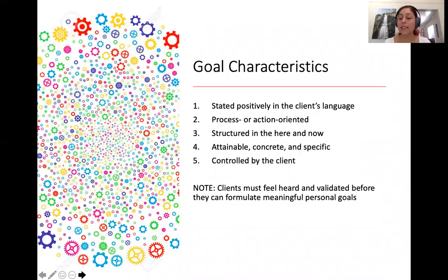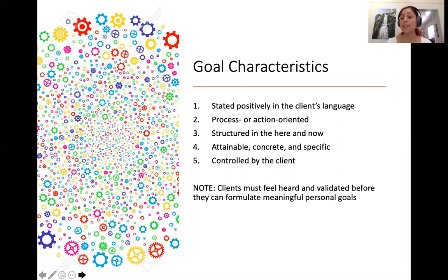In order to help the client to develop goals that are going to be effective in solution-focused therapy, it's helpful to make sure that goals are stated positively in the client's language. So what will the client do as opposed to what will the client stop doing? For example, I will voice my expectations to people that matter to me. So it's a positive thing. What are they going to do? As opposed to, I will stop isolating myself. This way it gives them something to do, right? Something to work toward, and that's helpful. And it should be in the client's language, the way that they describe things.